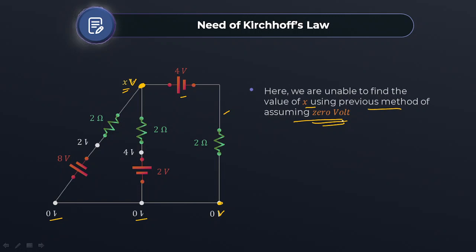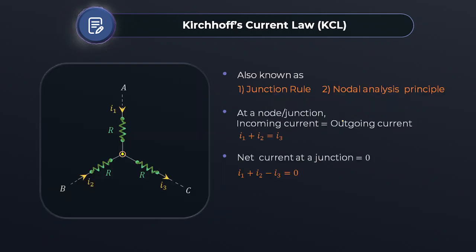To solve some complex circuits, Kirchhoff gave two laws. So let us see one by one. The first law is known as the junction law or node law, we can say. The second one is called the loop law.